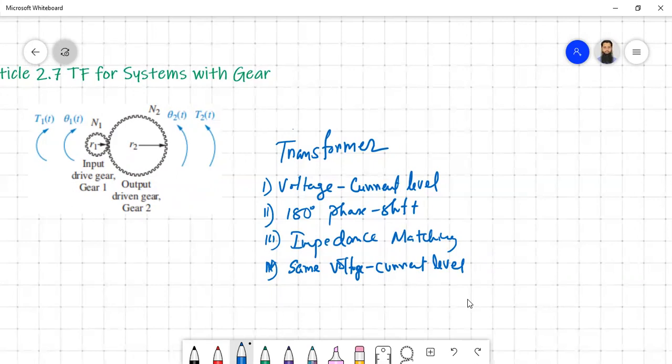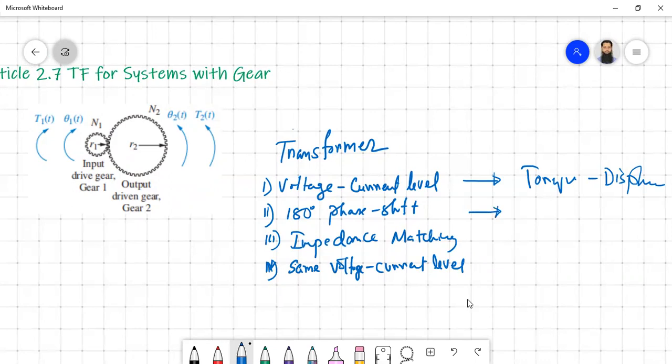So this is similar. So in a gear system, what is happening? The torque and the displacement. Torque and the speed or the displacement, whatever you like. Displacement, angular displacement. Okay, so this is what has been changing.